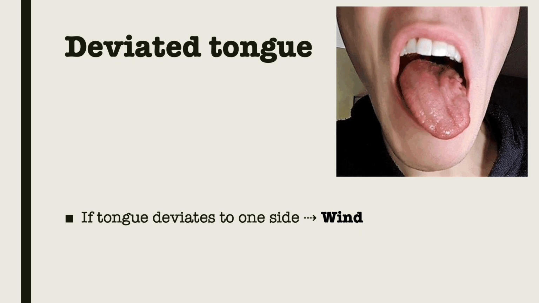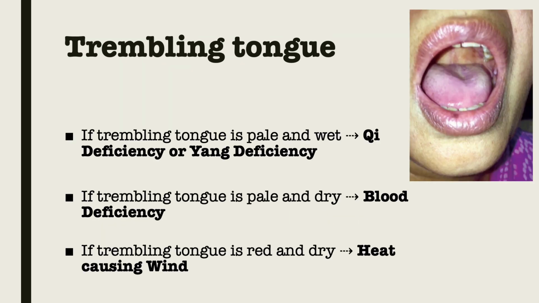If the tongue deviates to one side, this points to wind. A trembling tongue as a single sign is not enough for a precise diagnosis. Additional signs are necessary. If a trembling tongue is pale and wet, this points to qi deficiency or yang deficiency. If a trembling tongue is pale and dry, this points to blood deficiency. If a trembling tongue is red and dry, this points to heat causing wind.